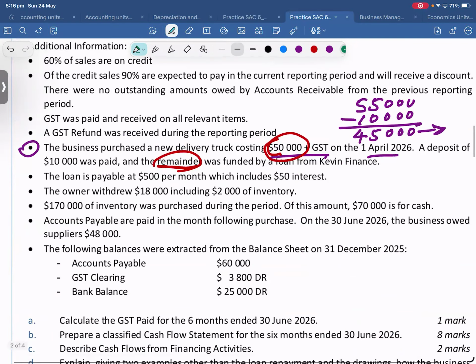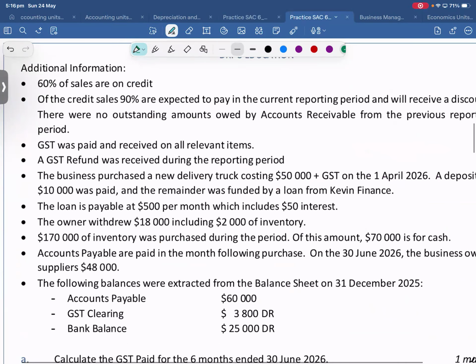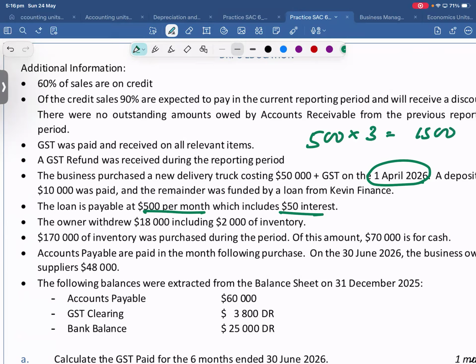Okay. Then guys, next one. Loan repayable 500 per month, which include 50 interest. So 500 per month. How many months then? Cash flow is for 6 months. 500 times 6? No. Then 3 years. Why? Because they got on 1st April. So that means 500 times by 3. 1,500.